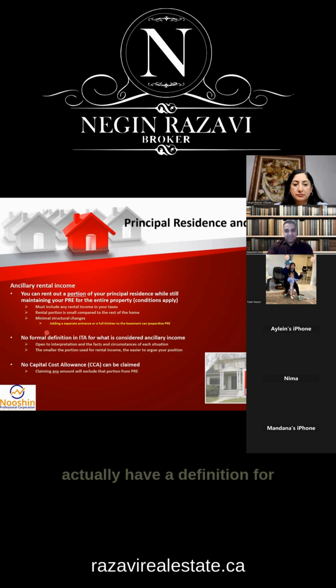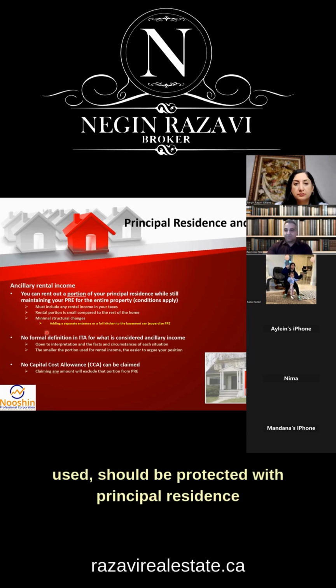The Income Tax Act doesn't actually have a definition for what ancillary income is. So again, it's open to interpretation and it's a question of facts and circumstances. But generally, the smaller the portion of your house that's used for rental income, the easier it is to argue that your entire house should be protected with the principal residence exemption.